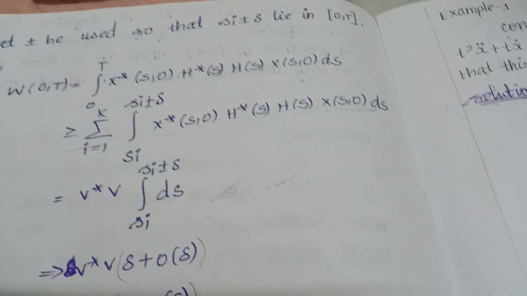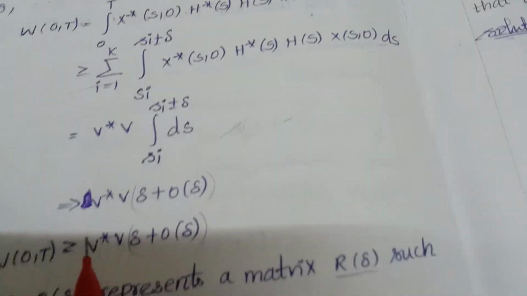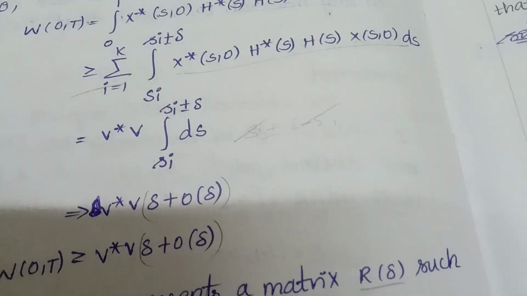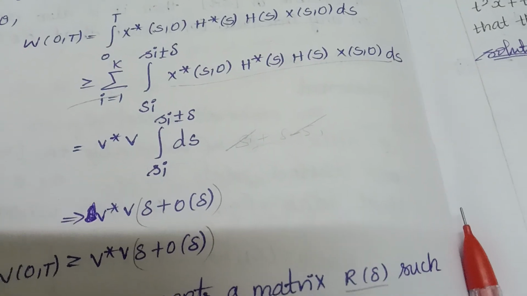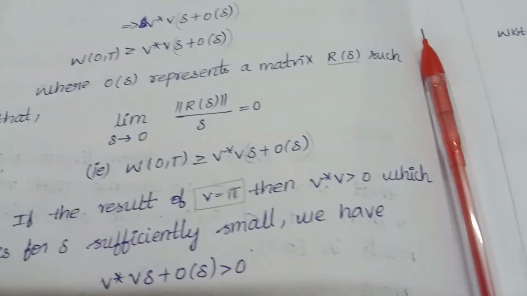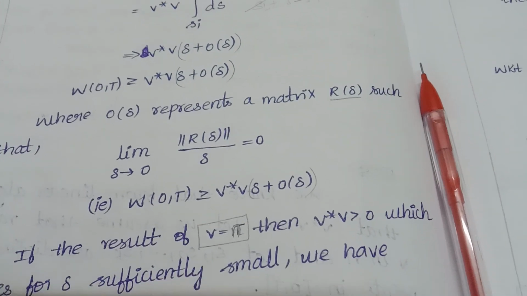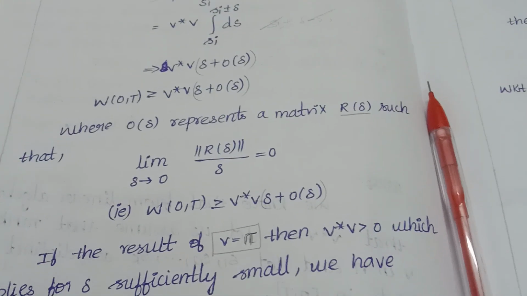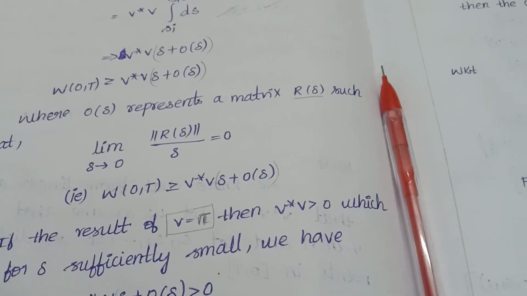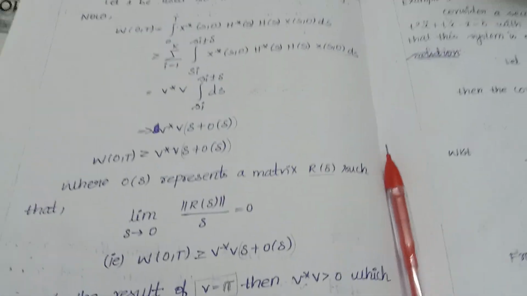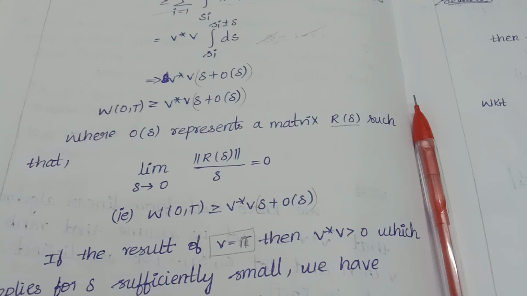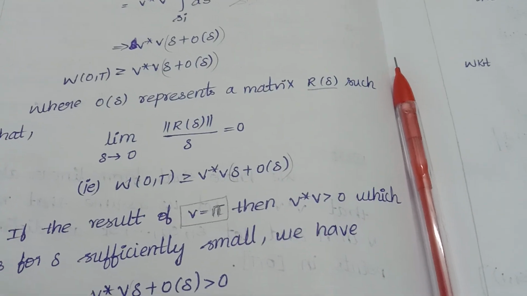So W(0, T) is greater than or equal to V star V delta plus order of delta. The order term represents a matrix R(delta) such that as delta tends to 0, R(delta), the matrix form, also tends to 0. So W(0, T) is greater than or equal to V star V delta plus order of delta.